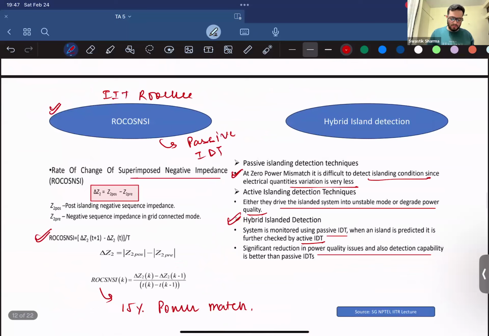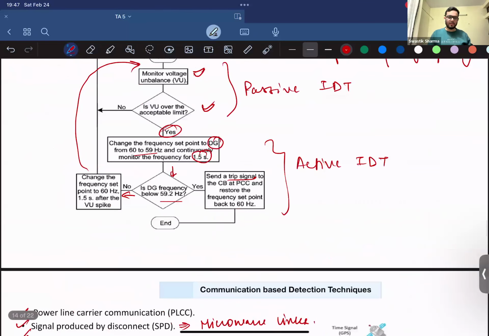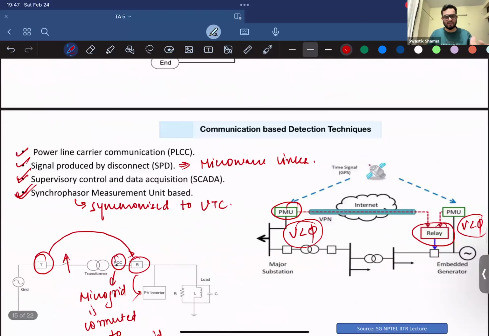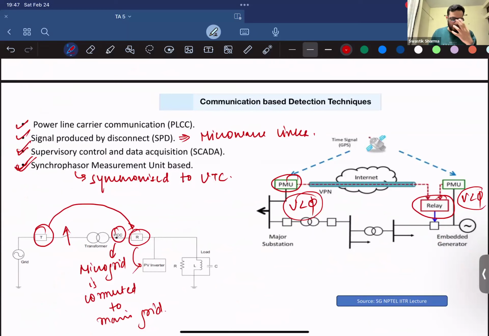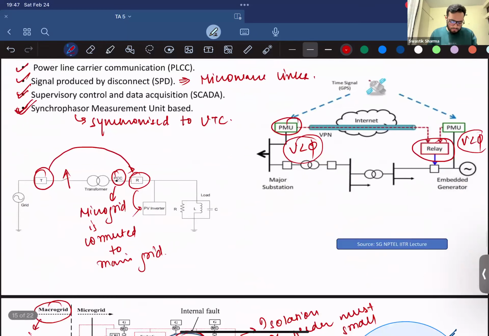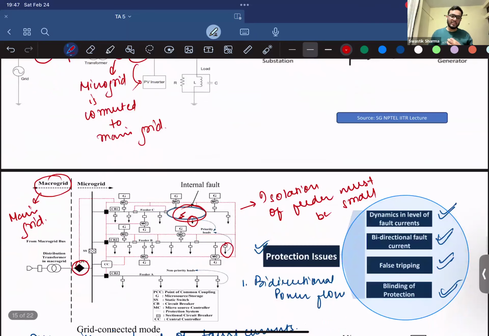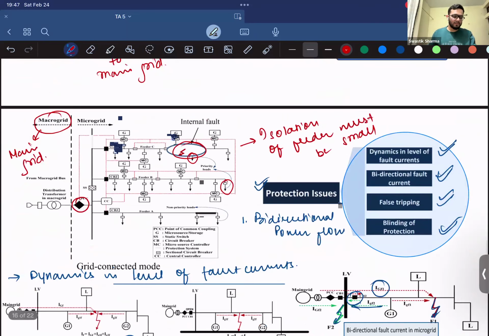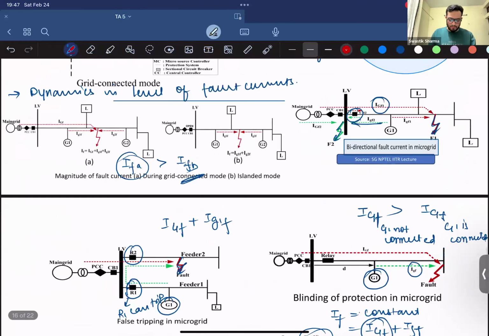Then we talked about simple hybrid islanding detection techniques and communication based detection techniques, because these are the future of smart grids. Smart grids need interoperability, right? And then we discussed how faults in a microgrid could change how we use relays, right? So that's something that we delved into today.